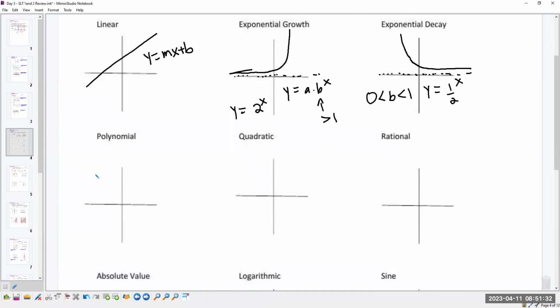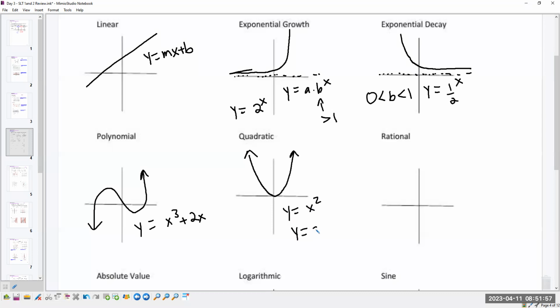Polynomial could be a parabola, it could be a cubic. I'll just write a cubic, looks like this. That's a cubic function. It could be like x cubed plus 2x. That would be a good example. Quadratic: y equals x squared, and that parent function is ax squared plus bx plus c.